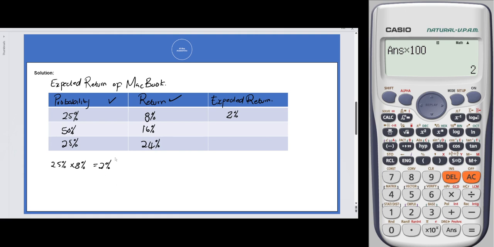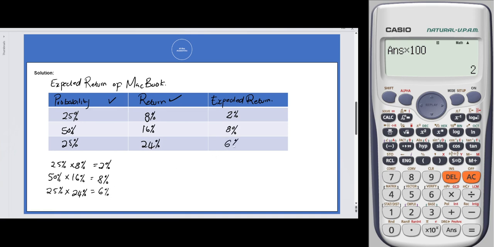So the next one is 50% times 16%. And then that will give us 8%. And then the last one is 25% times 24%. Okay, I say that this will give us 8, and then this will give us 6%.